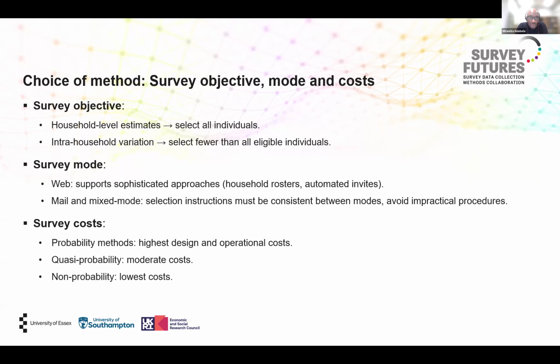And then we have to consider survey costs. Probability methods have the highest design and operational costs, and some of this might be to follow up with respondents for non-response, but they have the highest costs. Quasi-probability methods have moderate costs, whereas the non-probability methods would have the lowest cost.